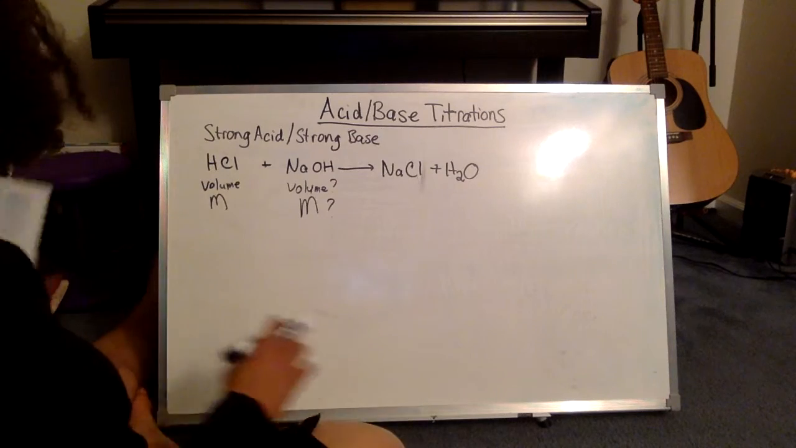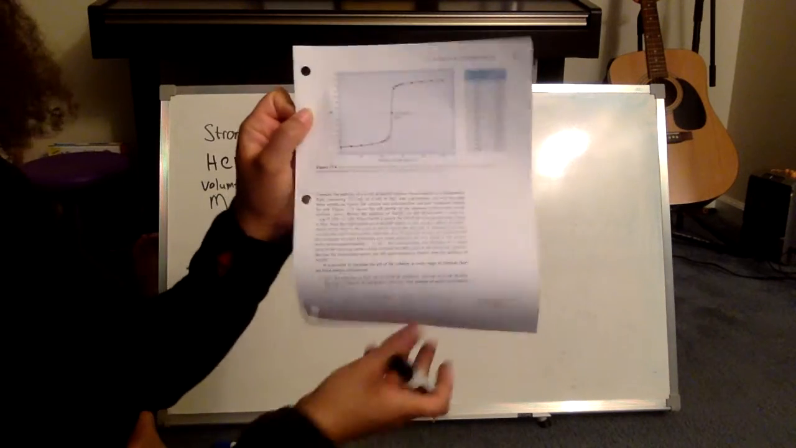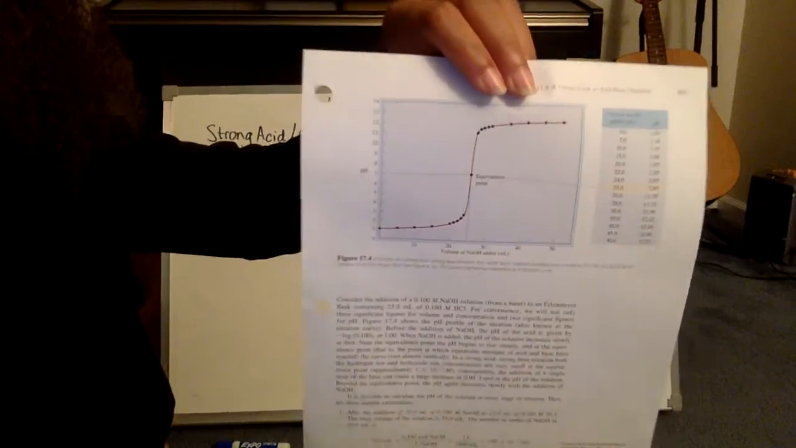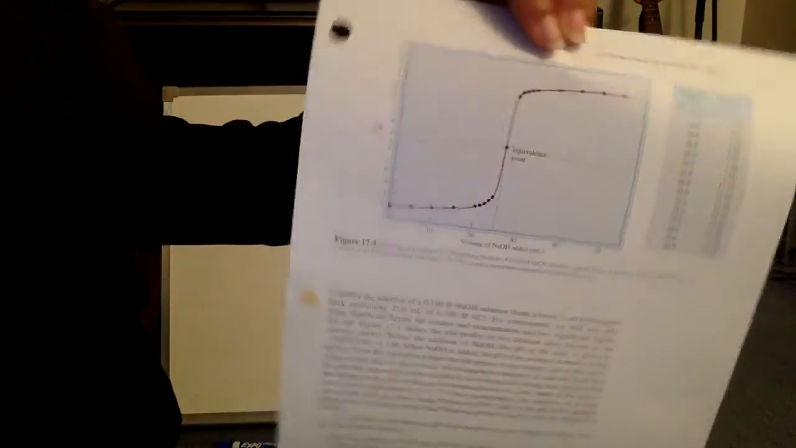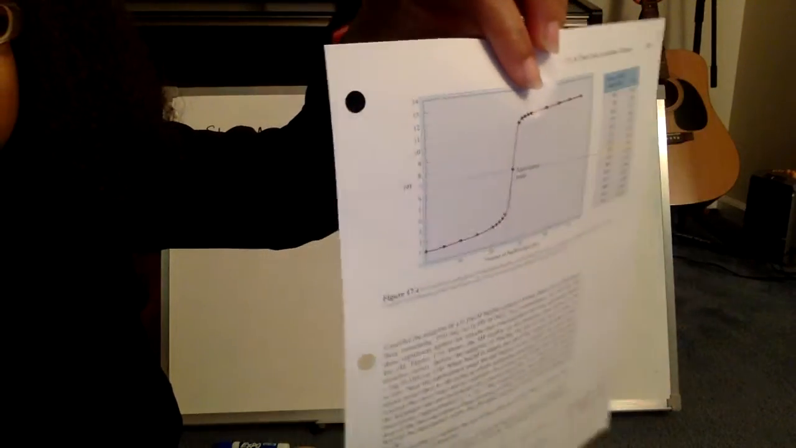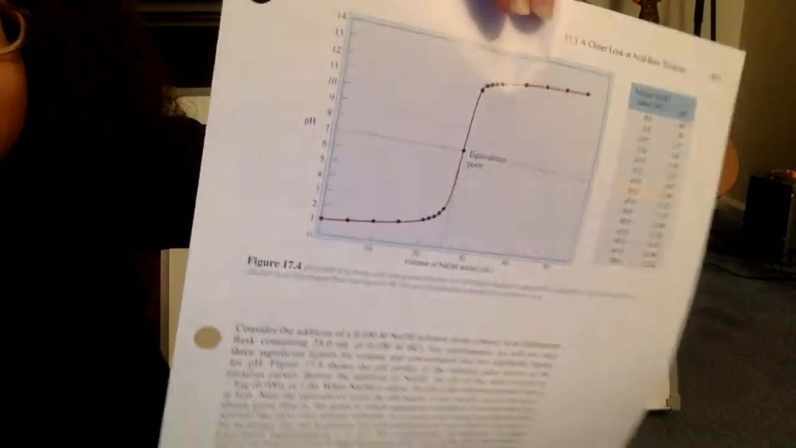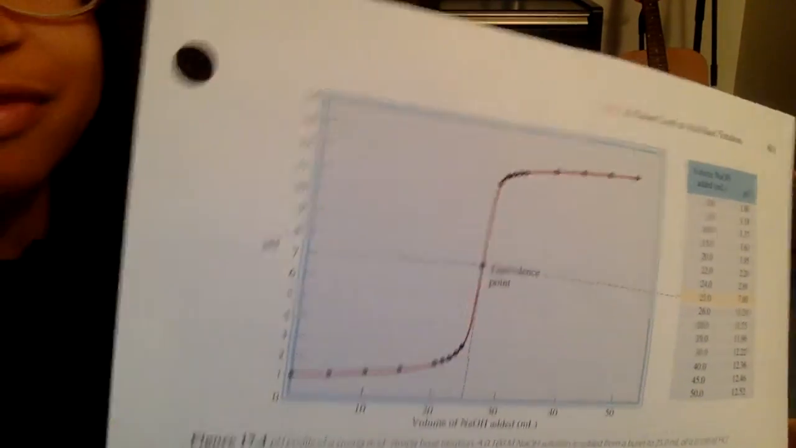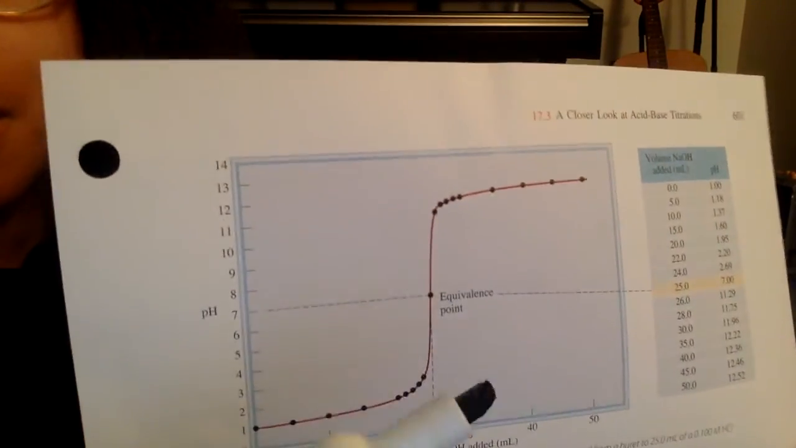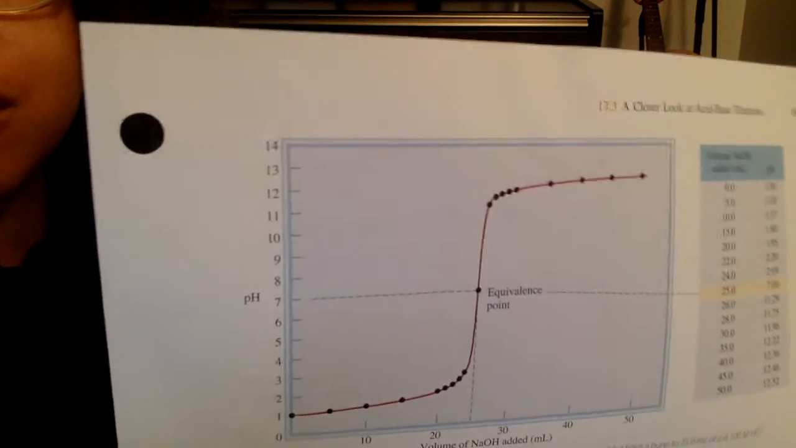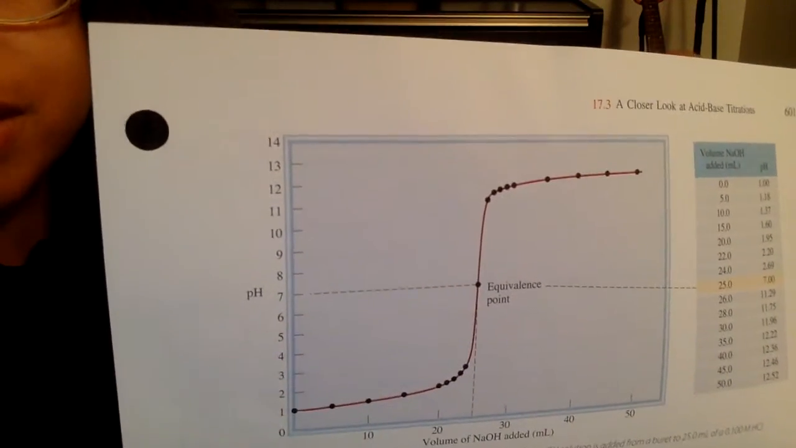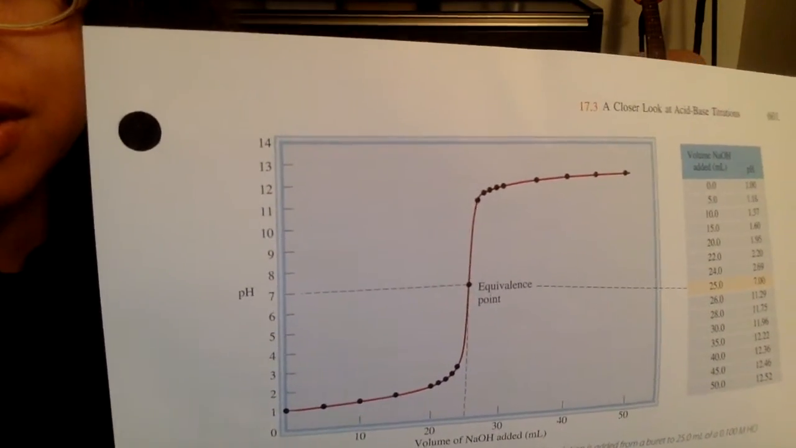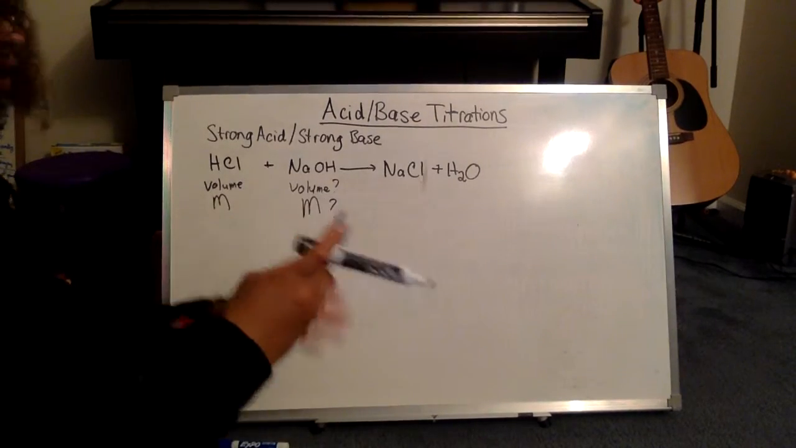Now, in your book, they talk about the equivalence point. I don't know if we can see that. Let's see if we can. Yeah, sort of. I'm trying to make it look straight. All right. So here's this graph that I'm having a hard time showing. But this is a graph of the equivalence point.